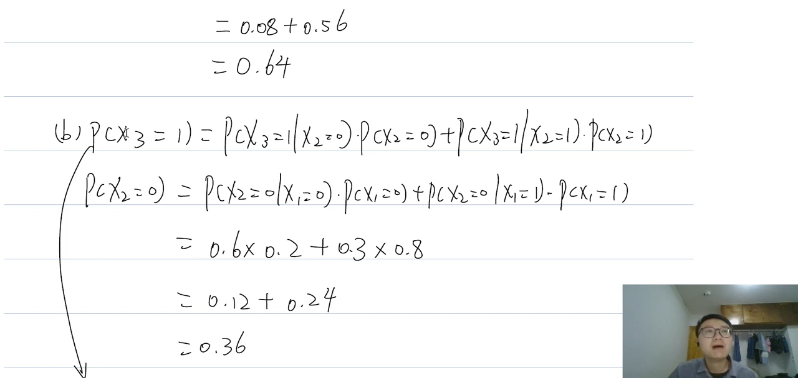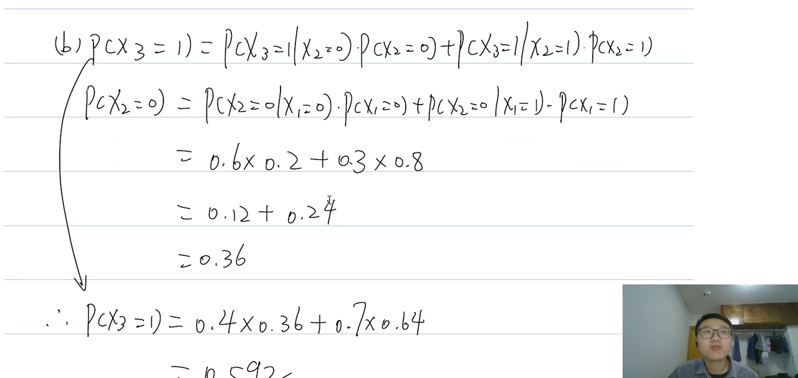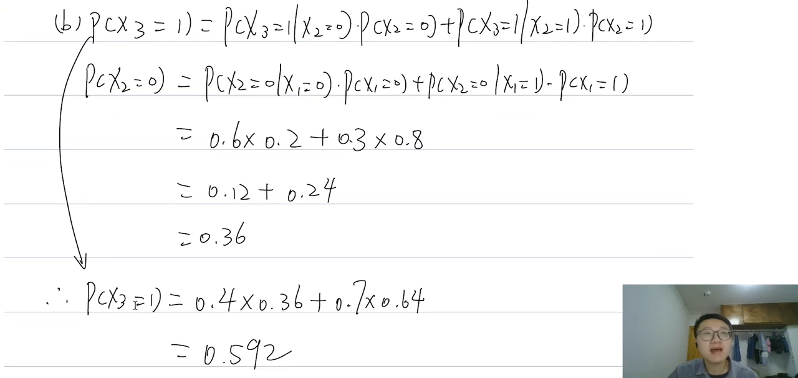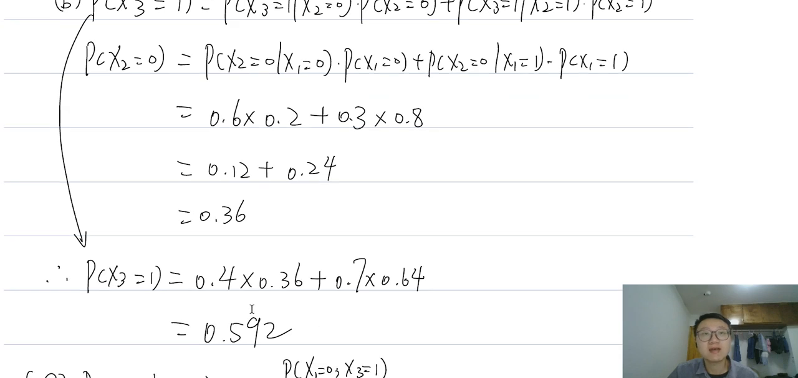So we can just put the result in this format. The probability that x3 is equal to 1 is equal to 0.4 times 0.36 plus 0.7 times 0.64. So we get the result 0.592.